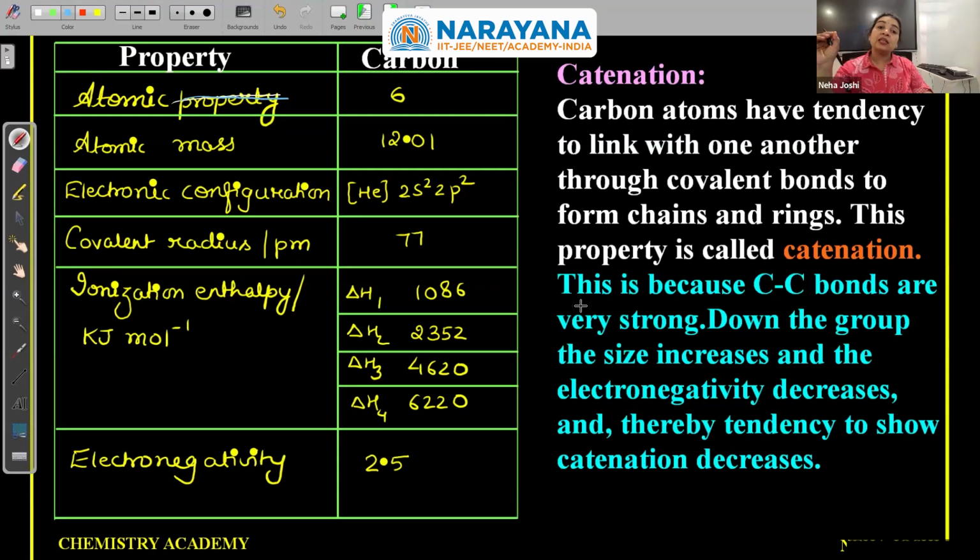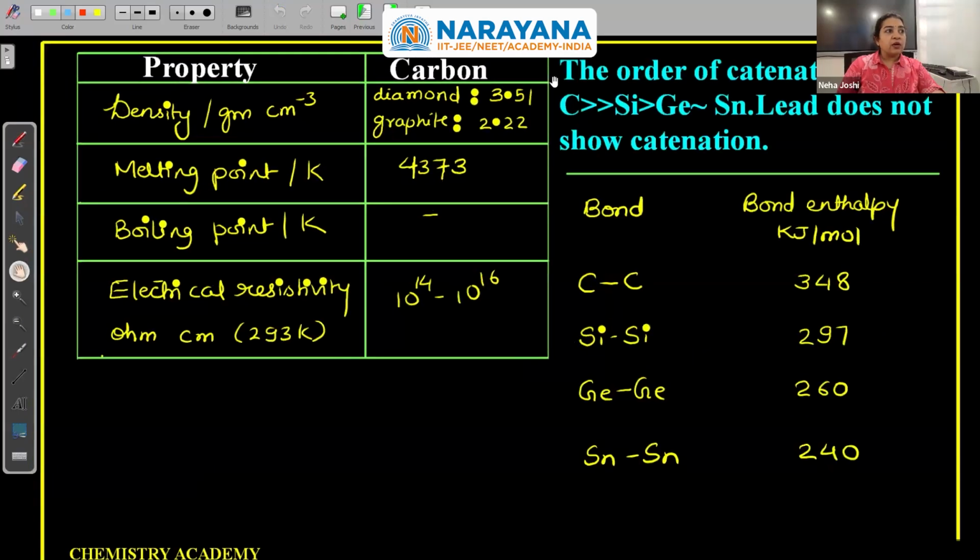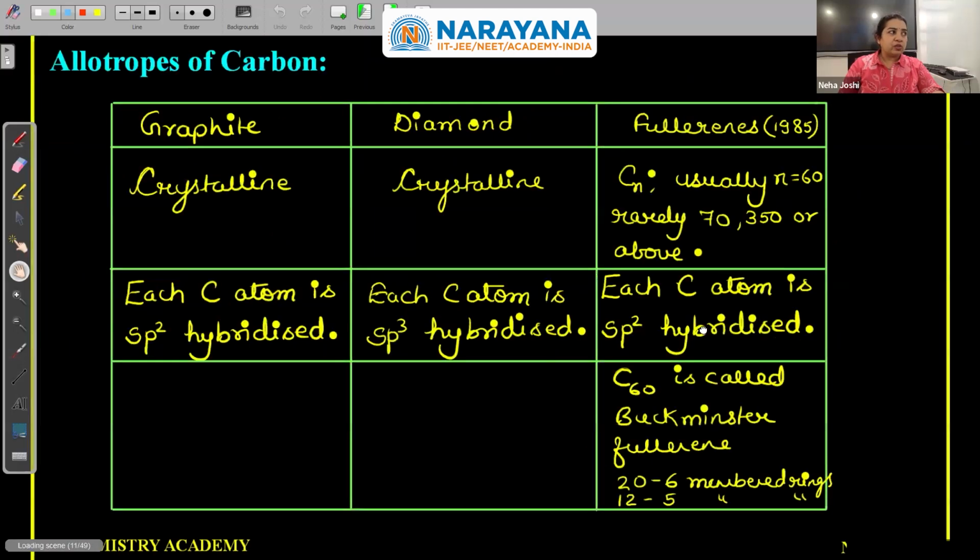I'm not saying that these are the highest bond dissociation energy of the entire periodic table, but this is quite high. And down the group, the size increases and the electronegativity decreases, and thereby the tendency to show catenation decreases, right? Others that can show catenation are silicon and germanium, but they are much less as compared to carbon. And the reason is the relative decrease in the bond dissociation energy.